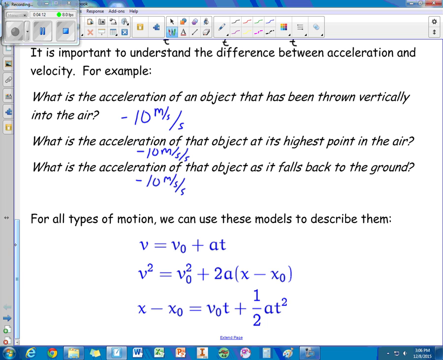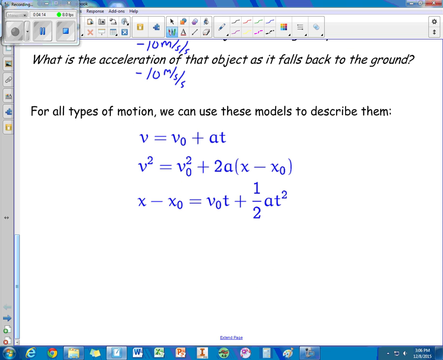All right, so for our types of motion then, we have these three equations which help us out. And they're universal for constant velocity or constant acceleration. Just remember, whenever you have constant velocity, the acceleration equals 0. If you remember that, you can use these three equations for constant velocity or constant acceleration.